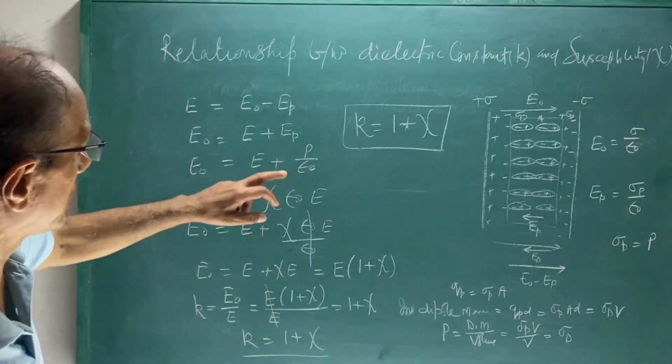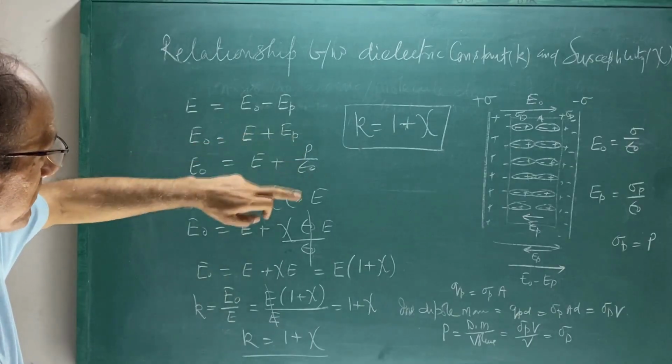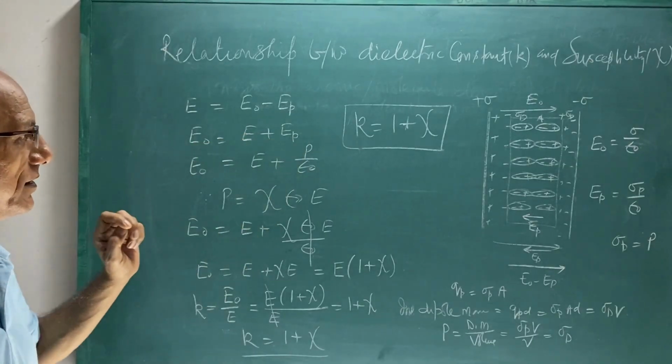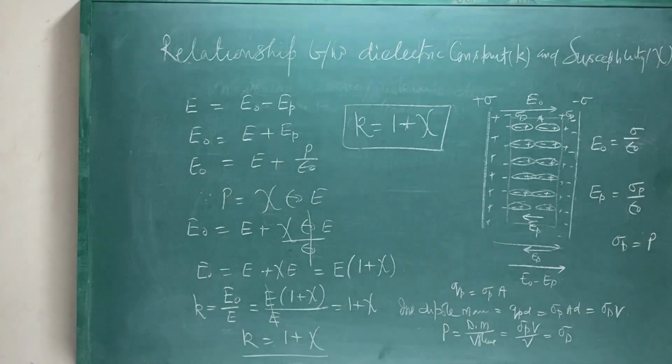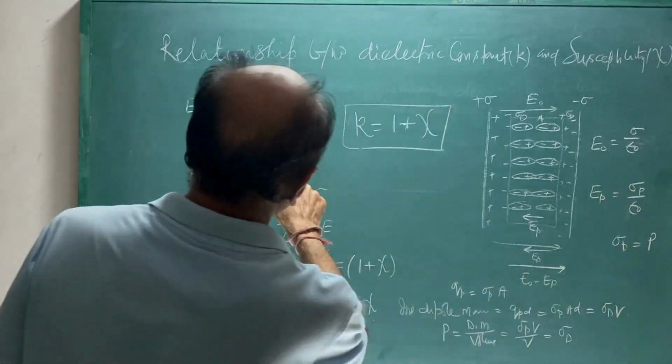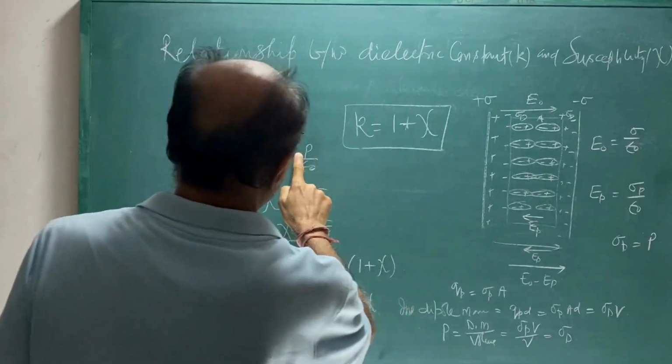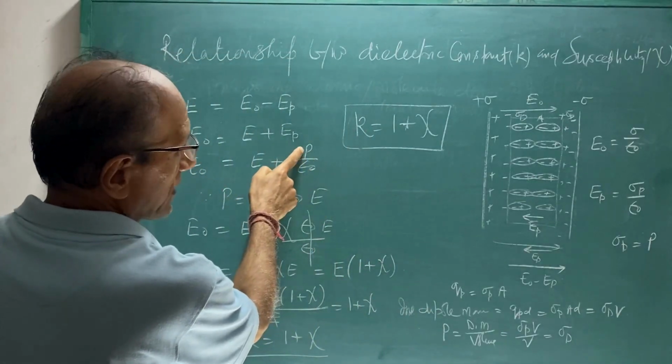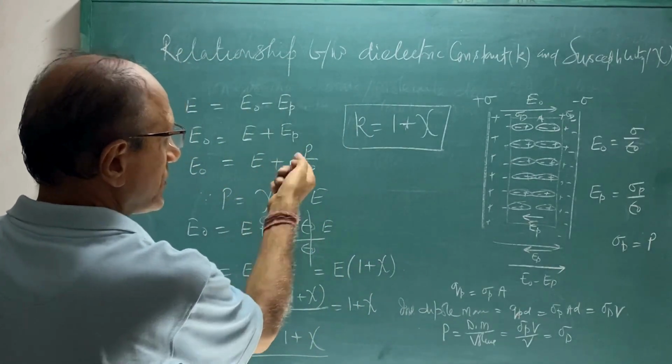So that is why this P was replaced by sigma. This sigma, or you can say P, is the same. Whether you write sigma P by epsilon naught or P by epsilon naught, it's one and the same thing.